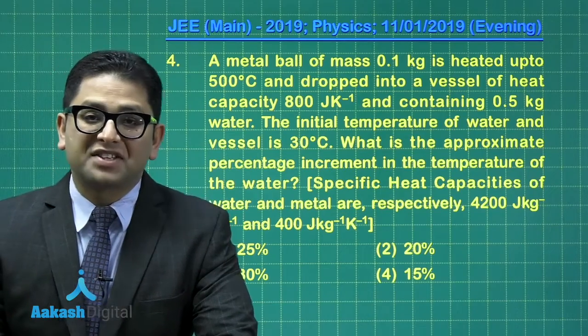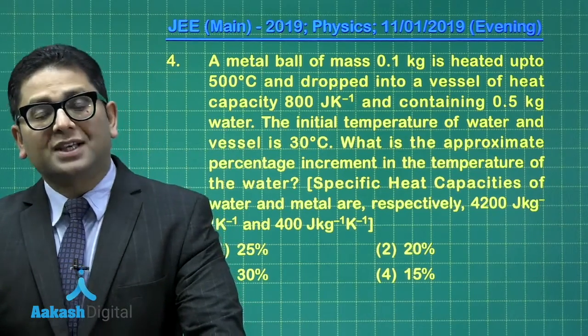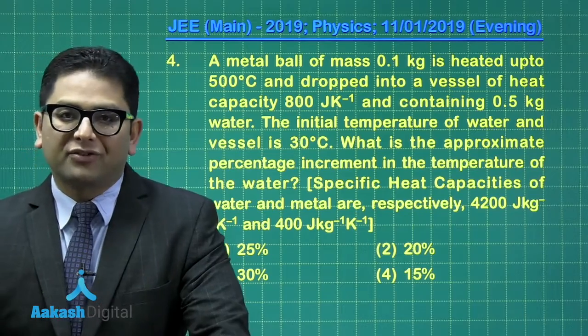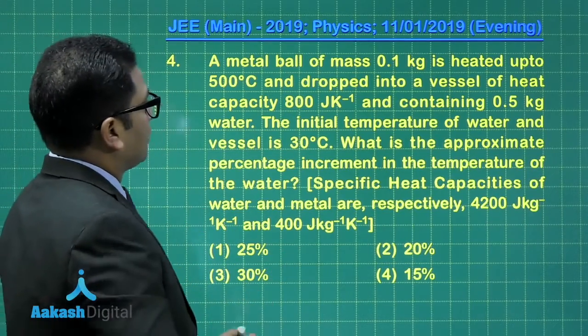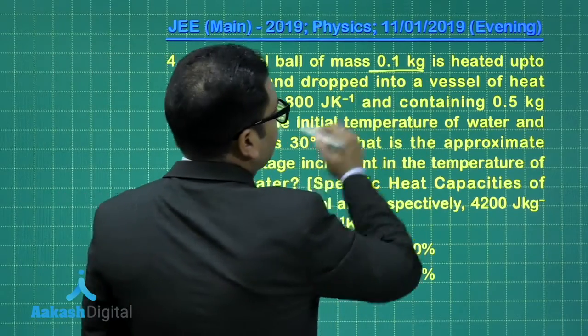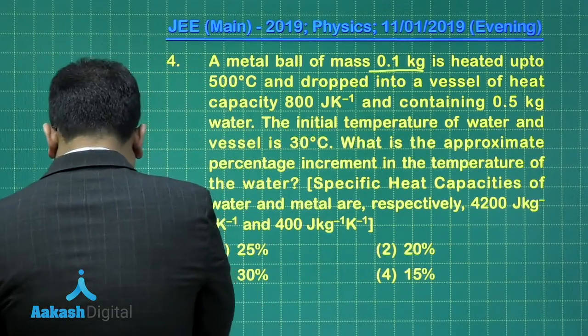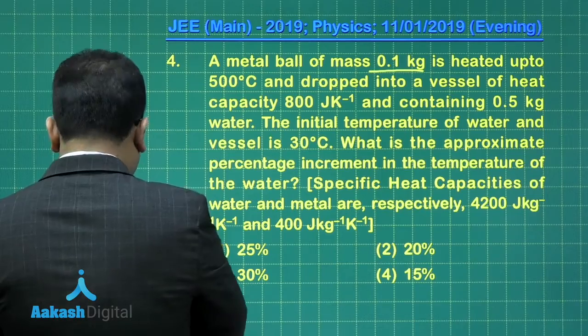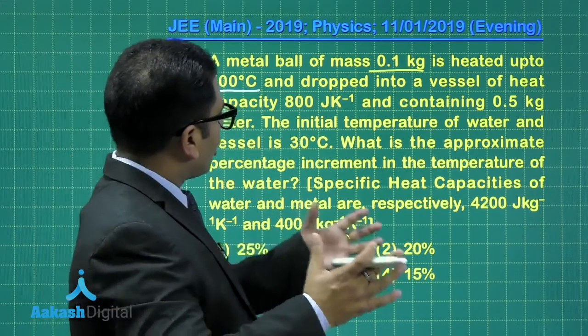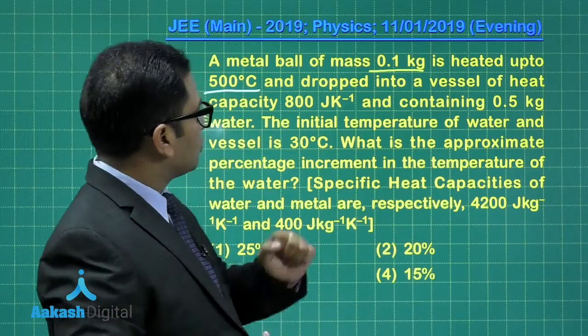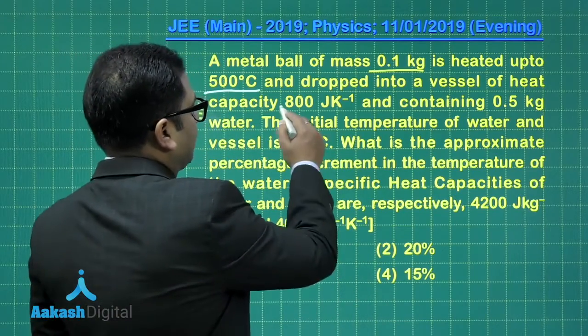So here, let's see question number 4. It has been derived from the topic calorimetry. The question says something like this. A metal ball has mass 0.1 kg and this metal ball is heated up to a temperature of 500 degrees centigrade. And this hot metal ball is dropped into a vessel of heat capacity.